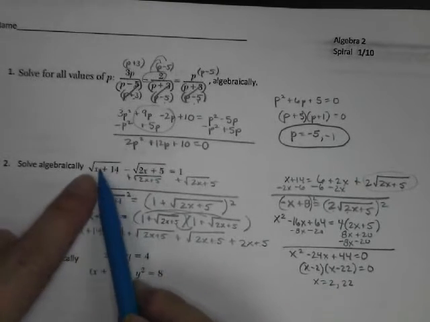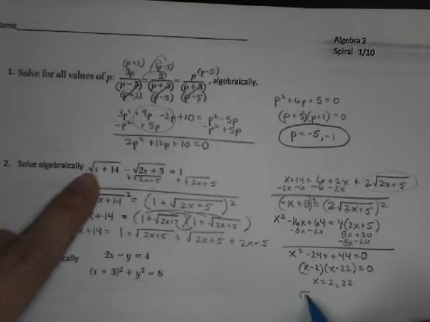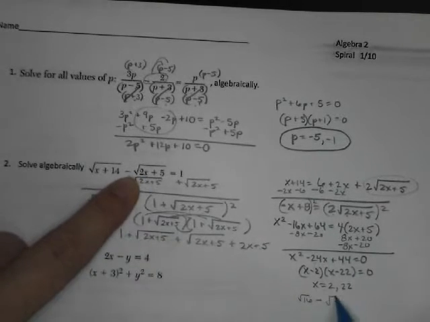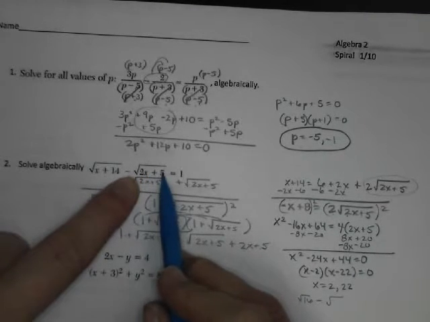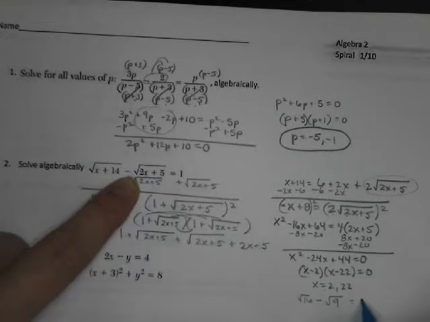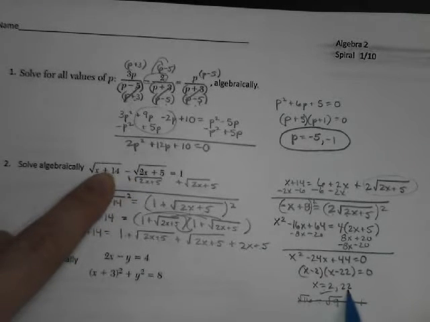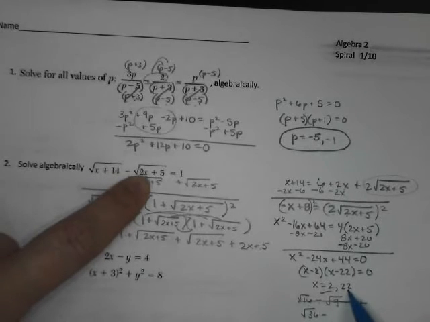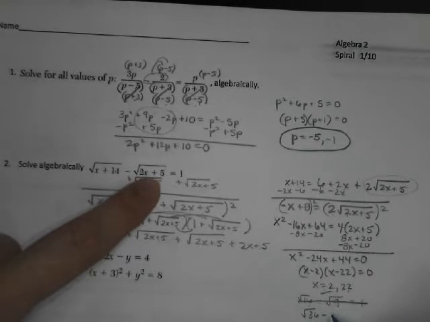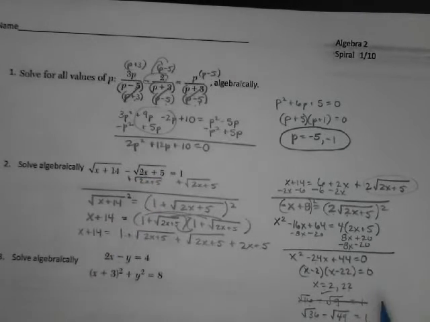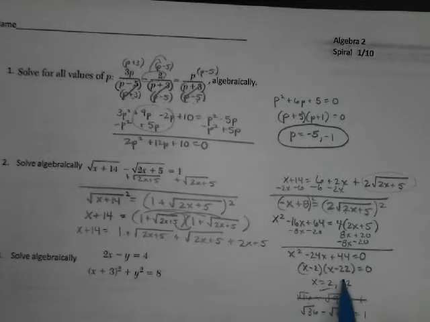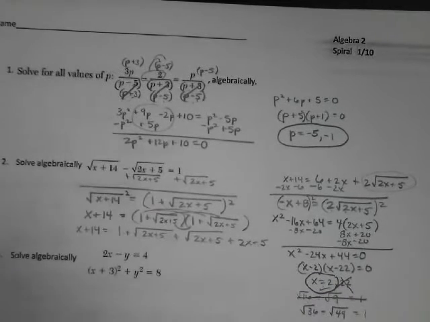So if I plug in a 2, 2 plus 14 is 16, root 16, minus root 2 times 2 is 4, 4 plus 5 is 9, root 9 equals 1. So that's a 4 minus a 3 equals 1. So 2 works. We're going to keep that. Now we're going to check 22. 22 plus 14 is 36. So root 36 minus 2 times 22 is 44. 44 plus 5 is 49. So this is 6 minus 7 equals 1, which is incorrect because 6 minus 7 equals negative 1. So 22 has to get rejected, and we only have one answer.